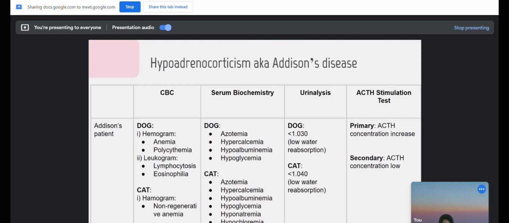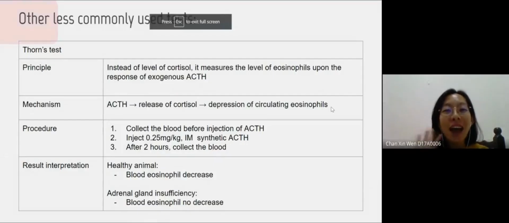Then we move to the urinalysis. Specific gravity is determined by the ability of the kidney to concentrate urine in response to the hydration status. For this case, the patient is expected to have a very low USG, or urine specific gravity, which is 1.040, which indicates low water reabsorption. Thank you.